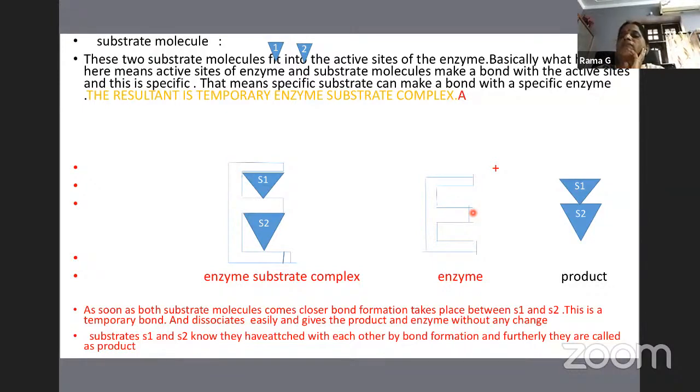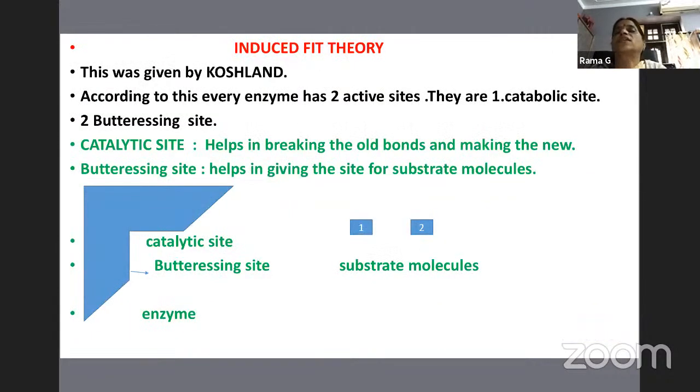They have attached with each other by bond formation, and further they are called the product. And all these things are explained in this theory, the lock and key theory. The next, second mechanism is the induced fit theory.